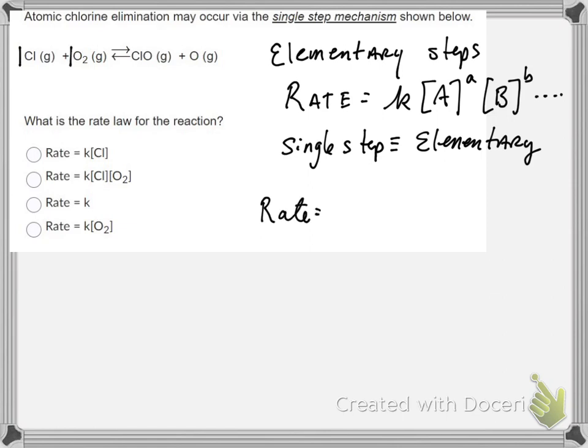So we can write the rate. The coefficients here are 1. So the rate is going to be k, our proportionality constant, our rate constant. We will explore that more next week. So Cl to the first power, O2 to the first power. Those coefficients come from the stoichiometric values. And that gives us answer B.